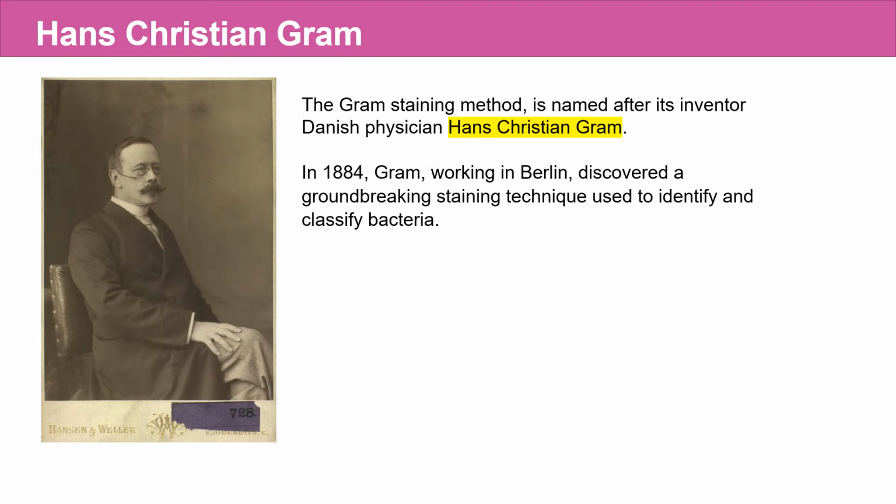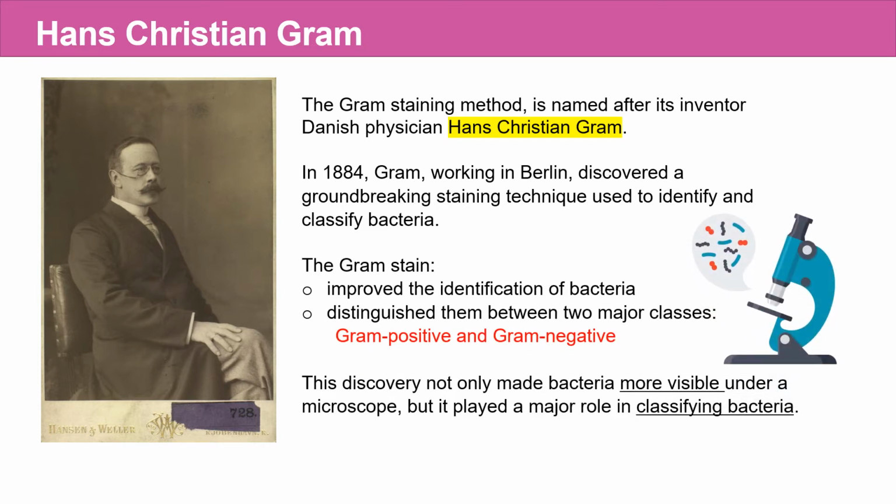He's a Danish physician who in 1884 discovered the gram staining process working in Berlin. This was a groundbreaking technique used to identify and classify bacteria. Now, the gram stain not only improved identifying bacteria, but also distinguished them between two major classes. It was able to differentiate between gram-positive and gram-negative bacteria. So this discovery not only made bacteria more visible under a microscope, but it also played a major role in classifying bacteria.